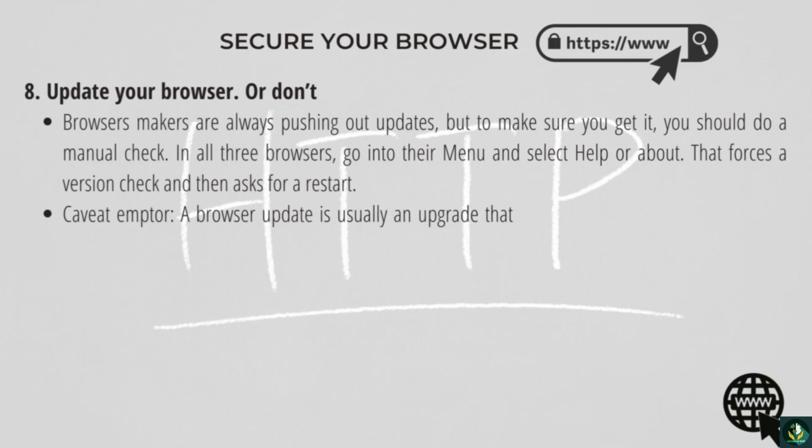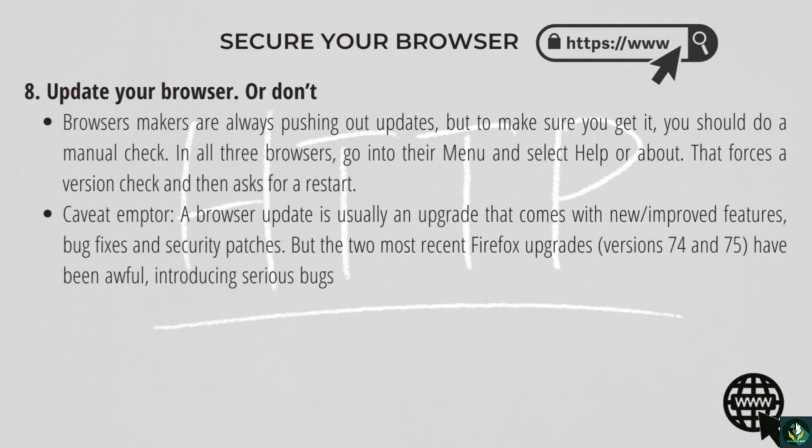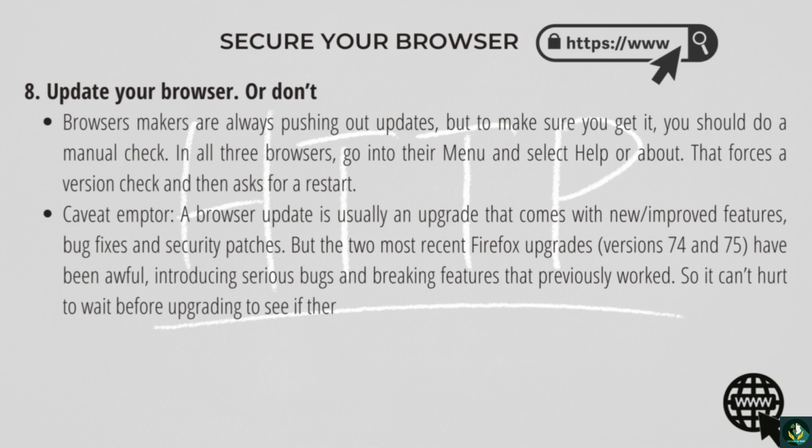Caveat emptor. A browser update is usually an upgrade that comes with new or improved features, bug fixes, and security patches. But the two most recent Firefox upgrades, versions 74 and 75, have been awful, introducing serious bugs and breaking features that previously worked, so it can't hurt to wait before upgrading to see if there are problems.